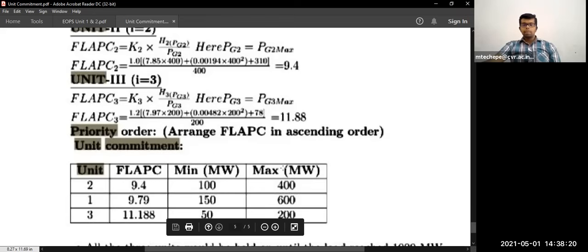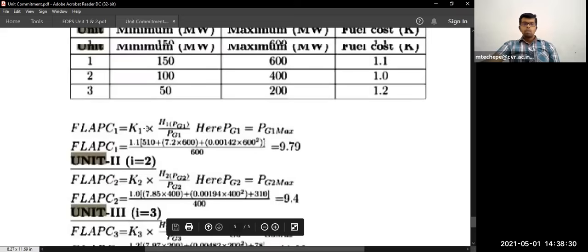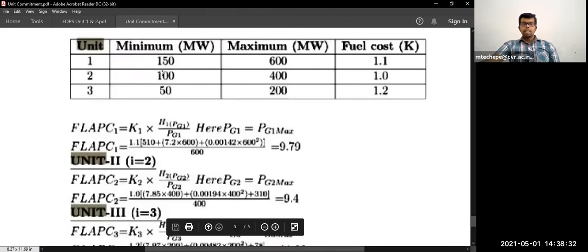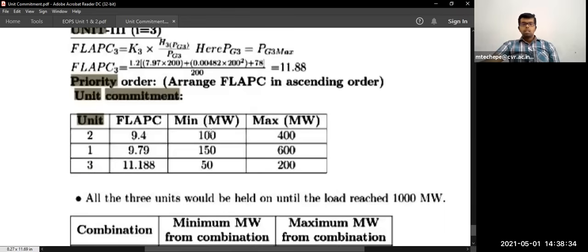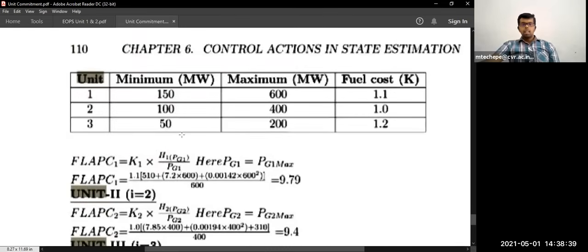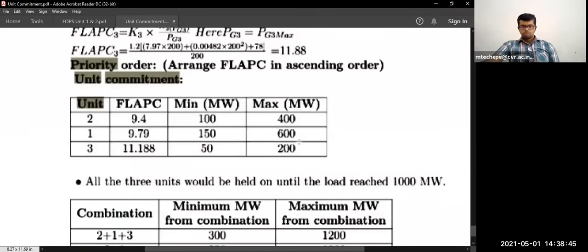So what are the minimum and maximum power generation, that is megawatt, the minimum and maximum operating limits? For unit number 2, minimum and maximum is 100 to 400 megawatt. Unit number 1 is 150 to 600. Similarly unit number 3 is 50 to 200. You have to substitute here.